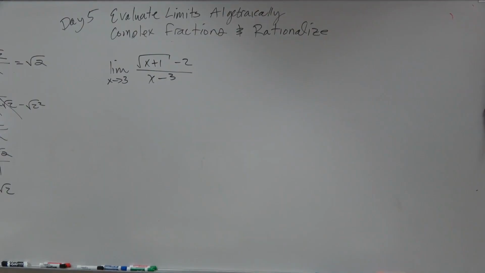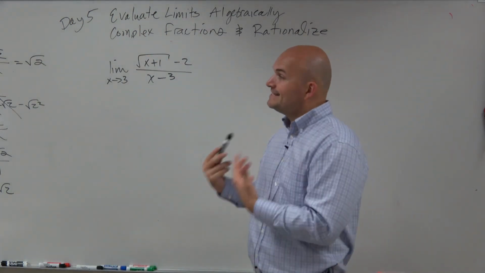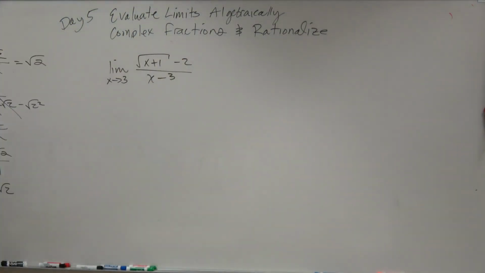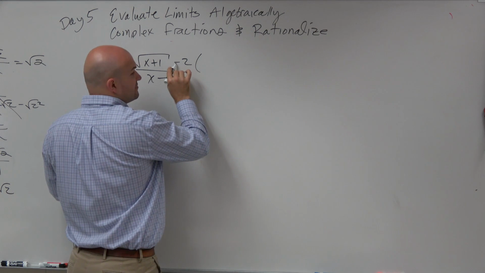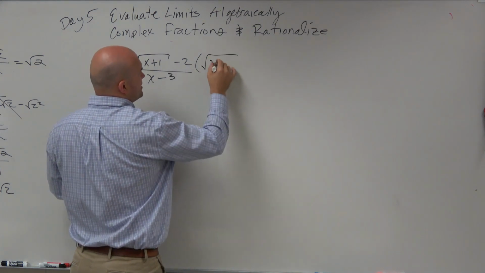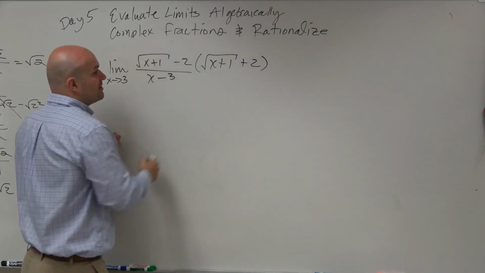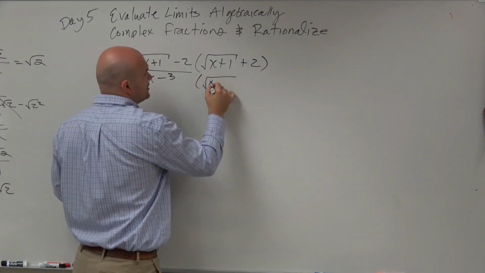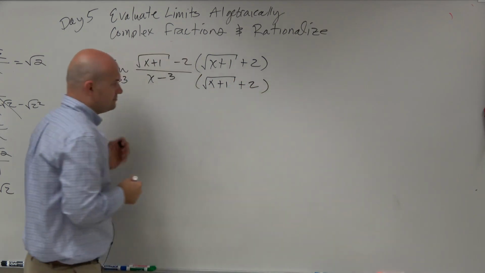OK? So rationalizing the radical, doesn't matter if the radical is in the numerator or in the denominator. We're going to want to multiply by the conjugate. Again, looking over conjugate, the conjugate is the exact same expression, but with a different sign. Or sorry, so if this is subtraction, then we're going to multiply by the conjugate, which is the square root of x plus 1 plus 2. And whatever you do in the numerator, you have to do in the denominator to produce equivalent fractions. OK?